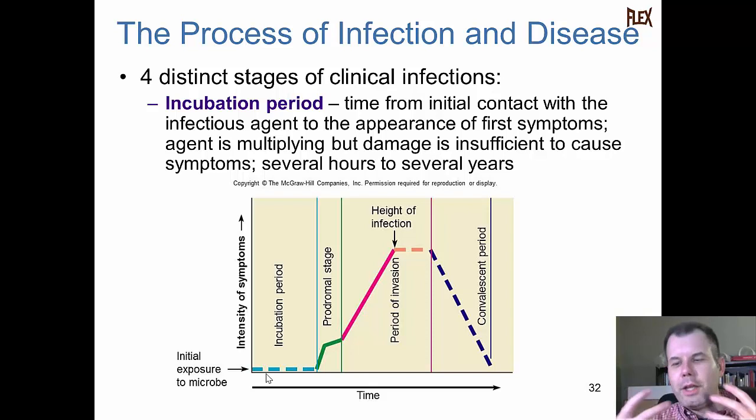This is when they come in, they get first contact with you, they get into your body, and you don't notice anything. The bad thing about the incubation period is you can spread this disease to other people without even knowing it because you don't know you're infected yourself. So this is the time period from when you first get the disease to when you first start to feel any symptoms. That can be anywhere from a couple of hours to many years, so a lot of different time periods are involved. And again, it's all about when you get exposed and how long this guy takes to cause any signs or symptoms. Okay.